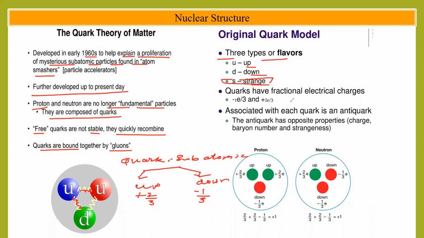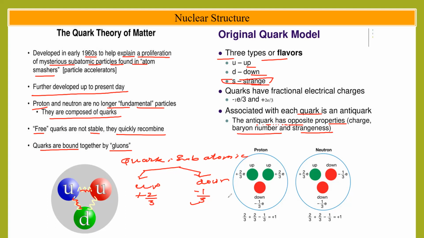Quarks have fractional electric charge. I just told you that up quark has plus 2/3 and down quark has minus 1/3. These are associated with each quark, and also with the anti-quark. The anti-quark has opposite properties: charge, baryon number, and strangeness.